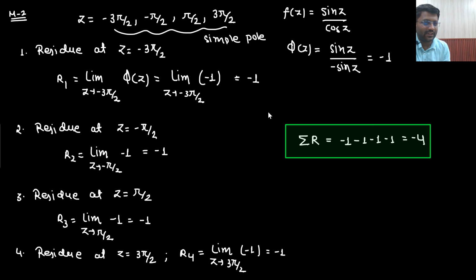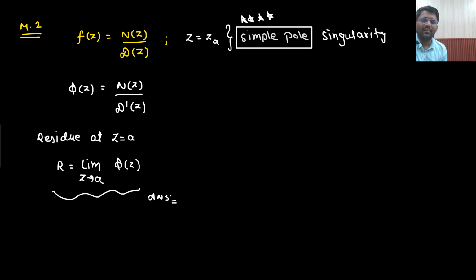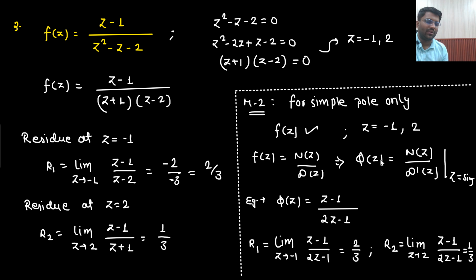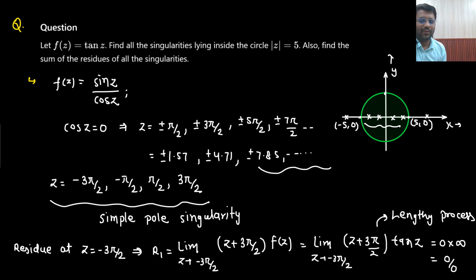And if it was a function of z, then in place of z, you would have put minus 3 pi by 2, minus pi by 2, plus pi by 2, 3 pi by 2. What answer will you be getting? Some answer you will be getting, the way we have done in the previous question, because phi of z was coming out to be a function of z. So I put z equals to minus 1, I put z equals to 2, and I was getting the answers 2 by 3, 1 by 3. Understandable? So a very good question.